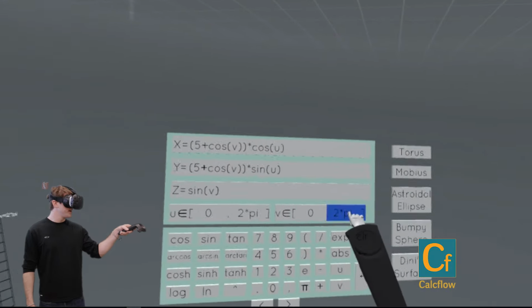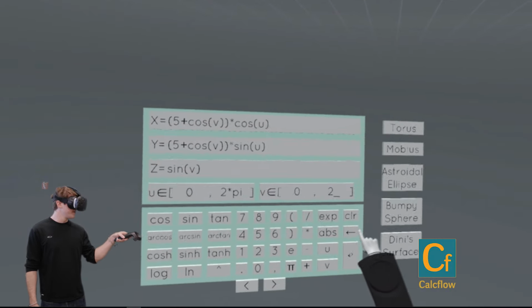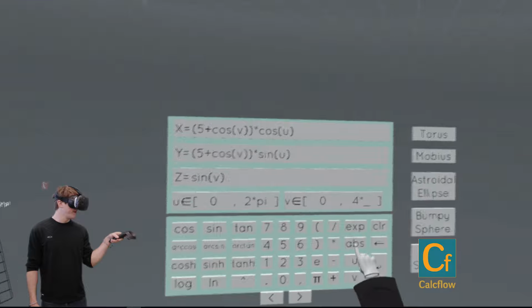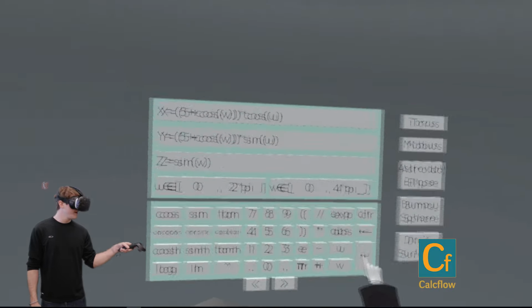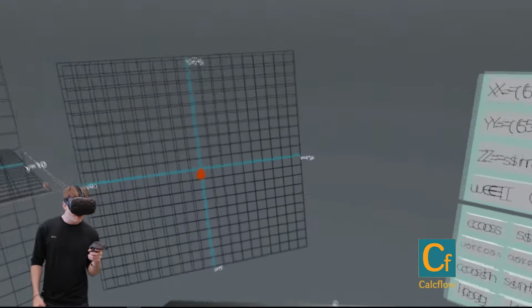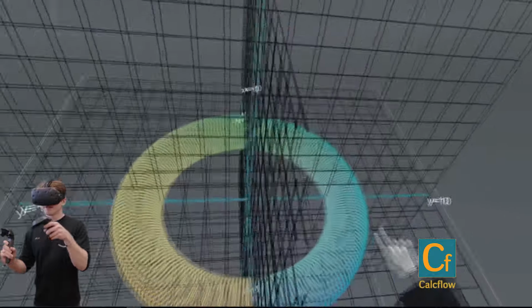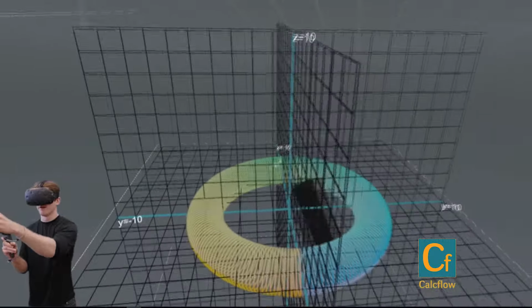Let's say we change that. You know, let's just say we wanted to go over to 4 pi. So we do 4 star pi, let's plot that. And that's gonna be a bit strange. That means that this is essentially lapping over itself two times.